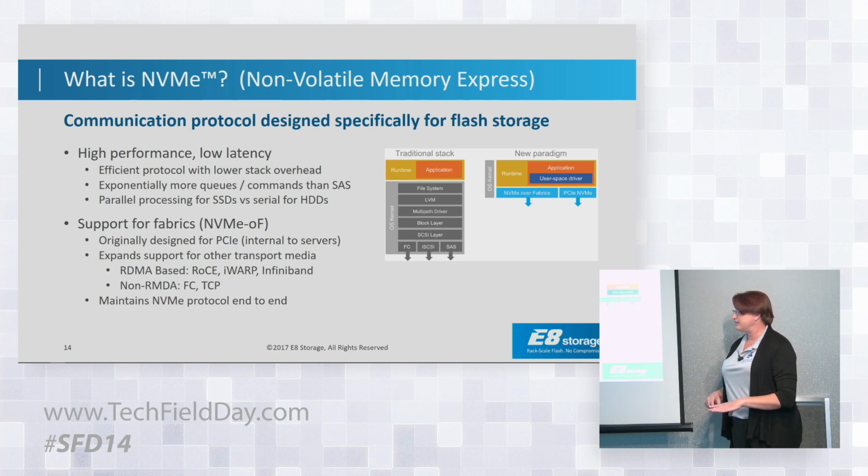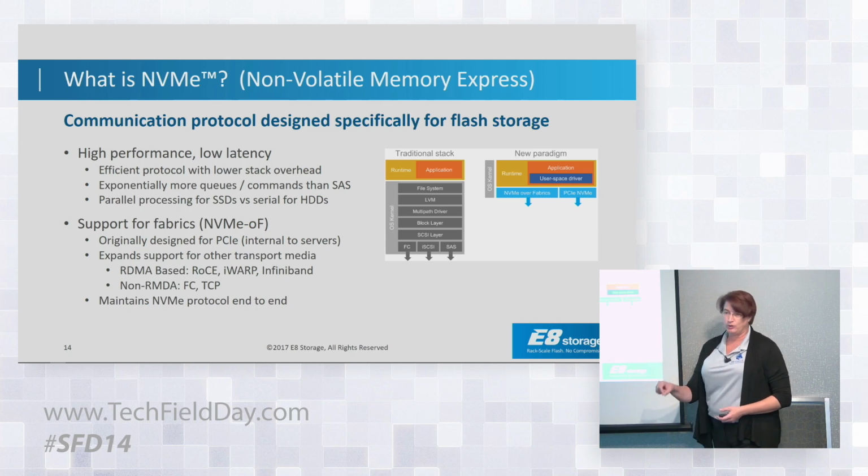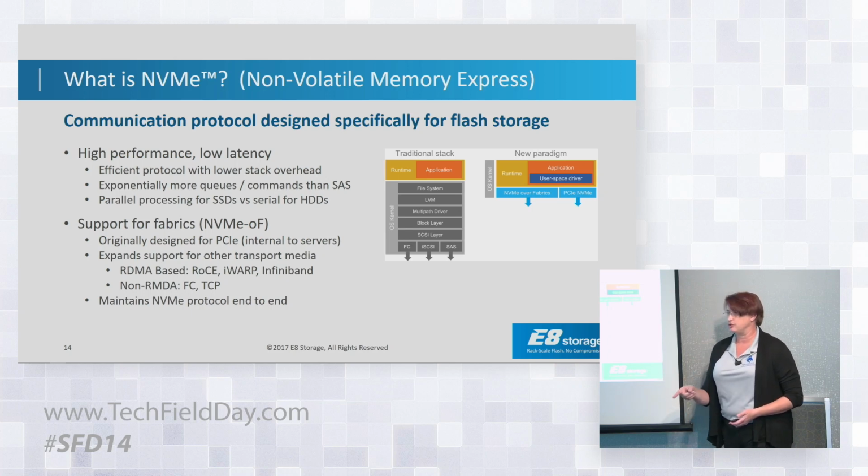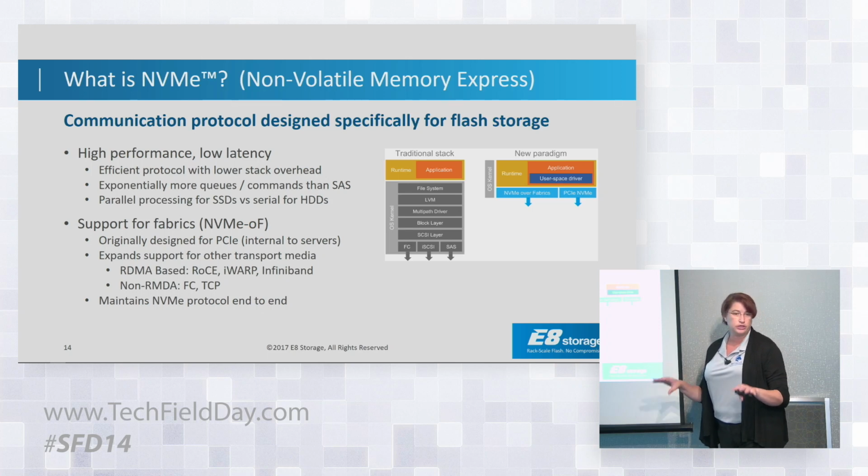There's no legacy spinning media considerations in the protocol, which means you don't have to worry about that head thrashing. So you have more command queues, because a regular HDD can only have one command going in at a time. That head can only be in one space at one time. And that's where SAS and SATA have to make sure that they're serialized so that that head is only in one space at one time. It's a physical constraint.